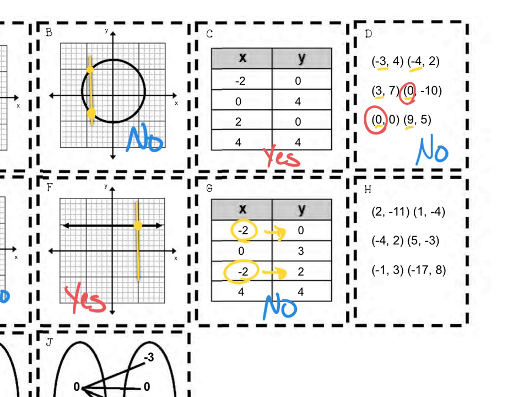Now, let's look at H on the bottom. You've got 2, -4, -1, -17, 5, and 1. Did any of those repeat? No. So then that means this is a function.